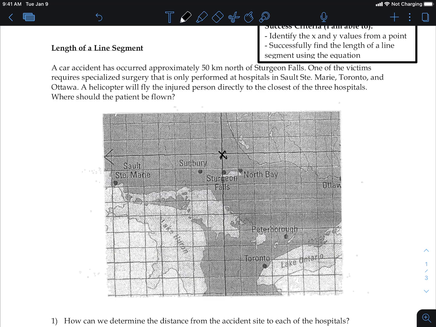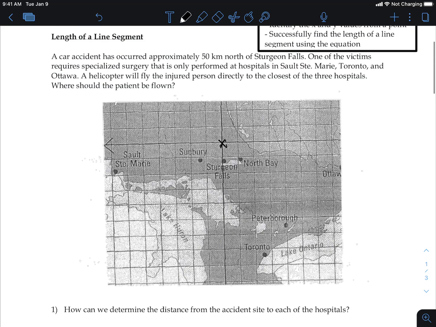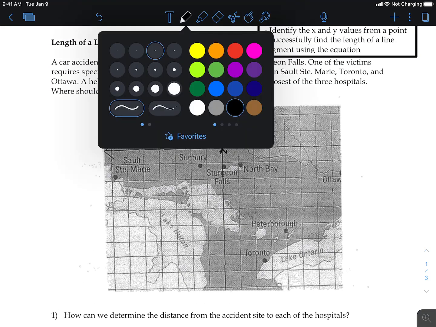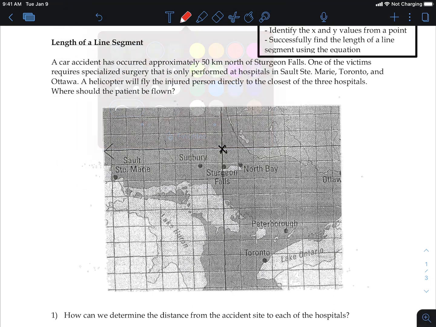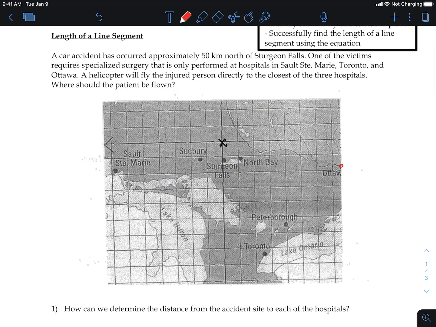A helicopter will fly the injured person directly to the closest of the 3 hospitals. Where should the patient be flown? Okay, so there they are. They've had their accident. Then they need to be flown to either Ottawa, Toronto, or Sault Ste. Marie.